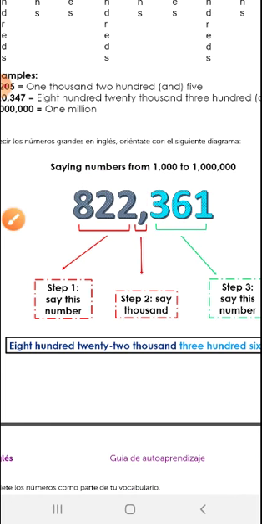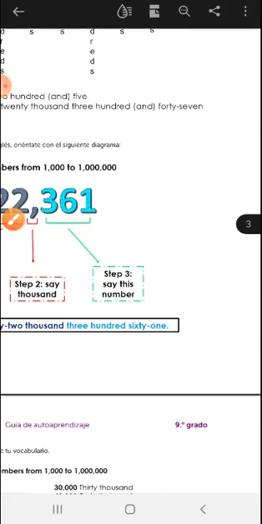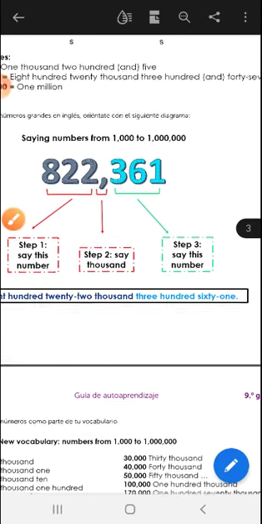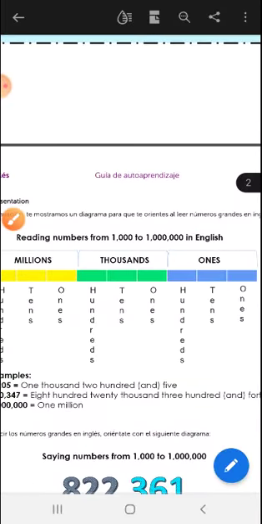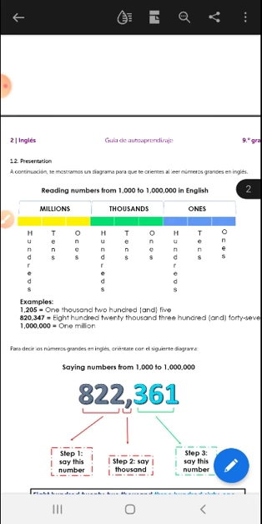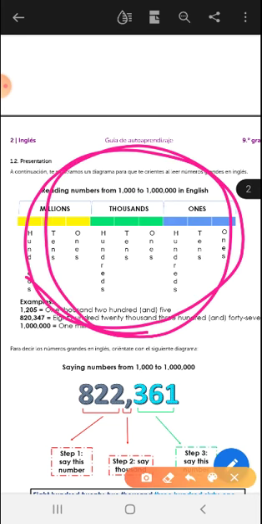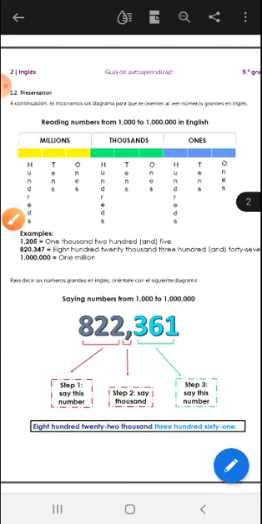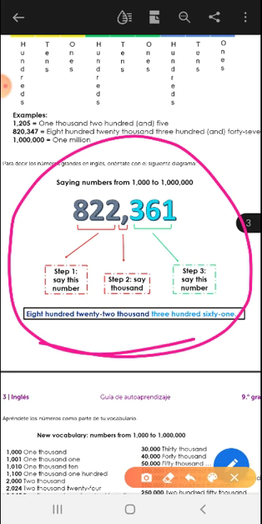822,361. Is it correct? Yes, 822,361. That's correct too, okay? Remember, one way is to translate. Una manera es traduciéndolo. Two, another way is like this, utilizando este cuadro, okay? Siguiendo un orden. And three, la tercera manera de leer numbers in English is using this idea, okay?